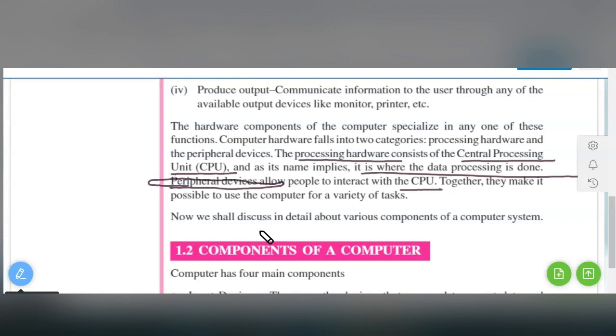Next, topic number 1.2, components of a computer. So let's see one by one which are the components.